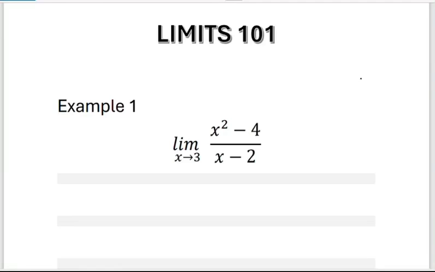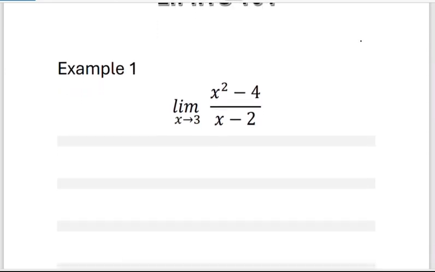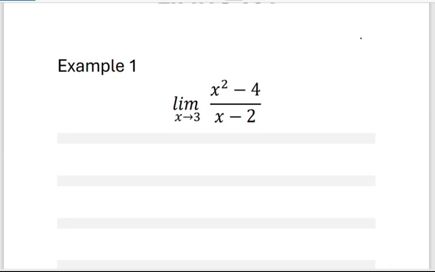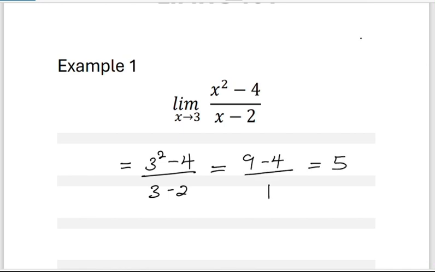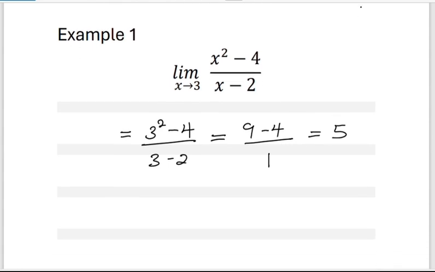Today we're going to start the introduction of the series on limits. So if you look at this, we're trying to find limits as x tends to 3. And this you could just plug in the x directly into the expression. If you plug in x as 3, this is simply going to give us 3 squared minus 4 over 3 minus 2, which is 9 minus 4 over 1, which is simply 5. So as x tends to 3, this expression tends to 5. It's just going to give us 5.